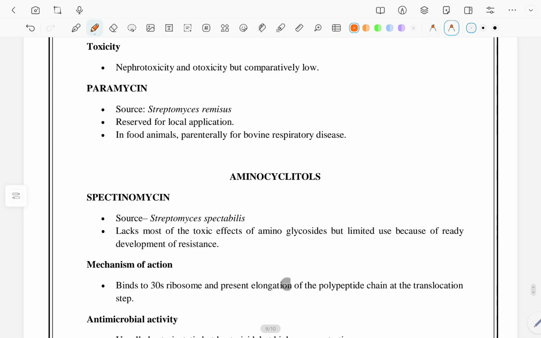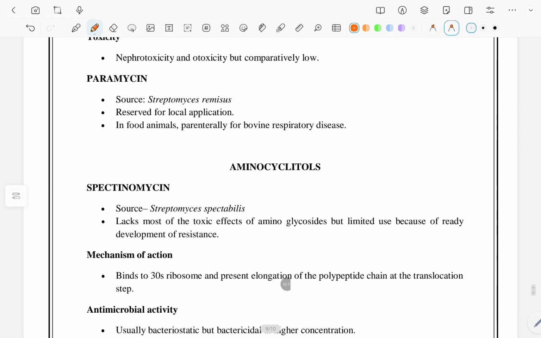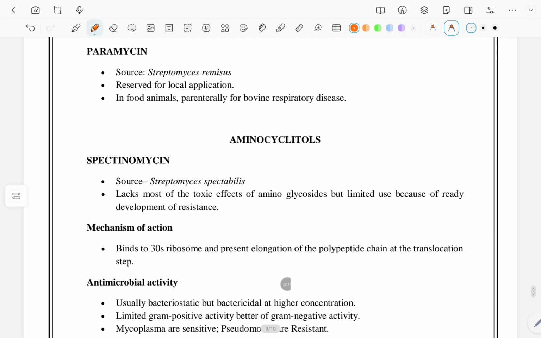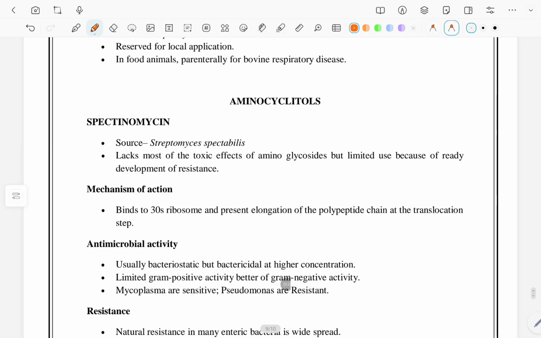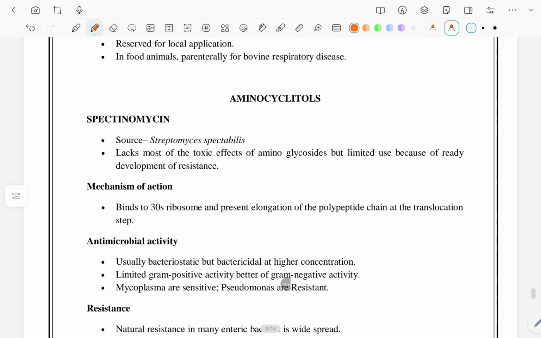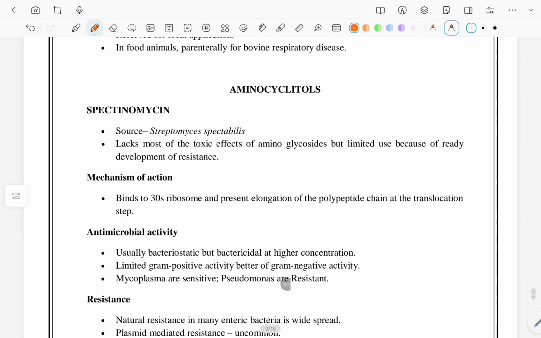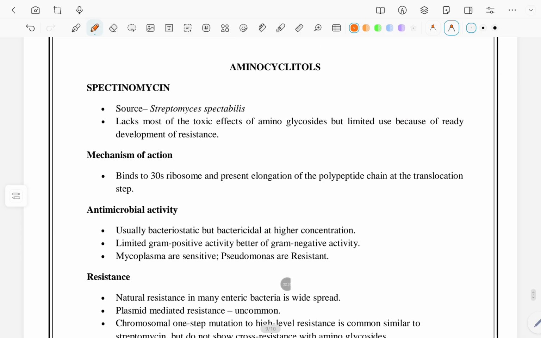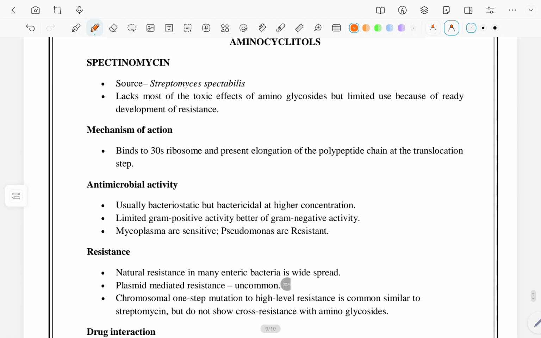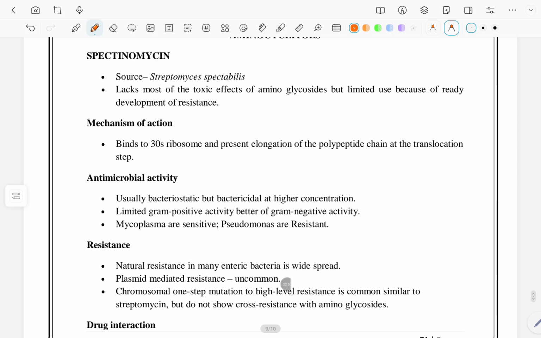Paromomycin, source Streptomyces rimosus, is reserved for local application in food animals, and parenterally for bovine respiratory disease. Aminocyclitols: spectinomycin, source Streptomyces spectabilis, has most of the toxic effects of aminoglycosides but limited use because of ready development of resistance.